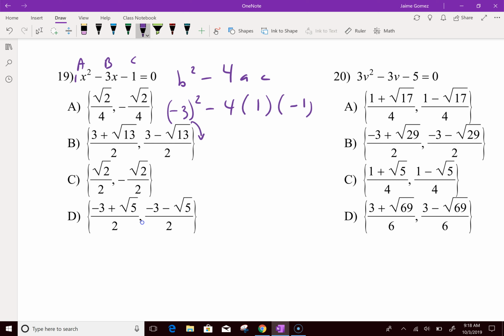Negative 3 squared is a positive 9. Remember that, because it's negative 3 times negative 3. And then negative 4 times 1 is negative 4. And then negative 4 times a negative 1 gives me a positive 4. 9 plus 4 is 13. All these are square roots, right? So look for 13. There it is. Answer is B.